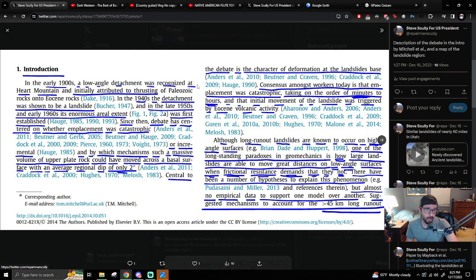We'll see if we can find it. So this is the introduction. In the early 1900s, a low-angle detachment was recognized at Heart Mountain and initially attributed to thrusting. In the 1940s, the detachment was shown to be a landslide, and in the late 1950s, early 60s, its enormous aerial extent was first established. Since then, debate has been centered on whether emplacement was catastrophic or incremental, which is just what plate tectonics does.